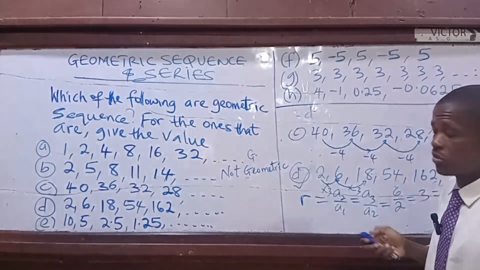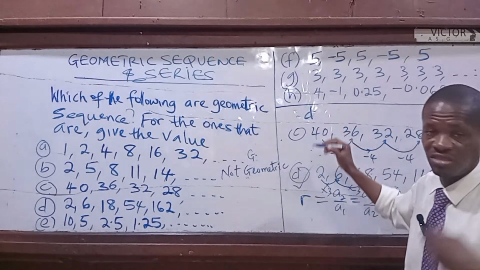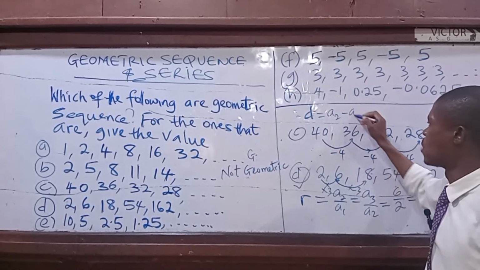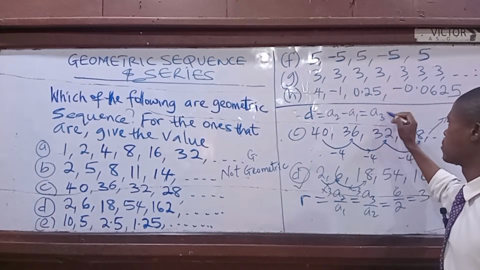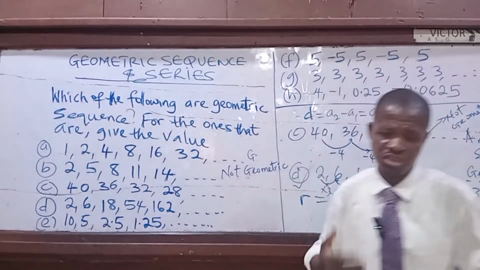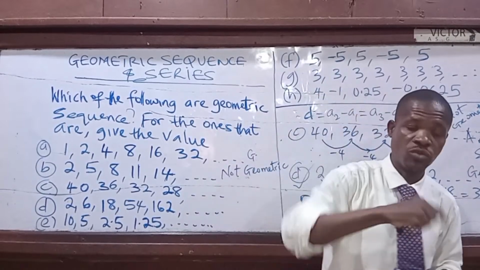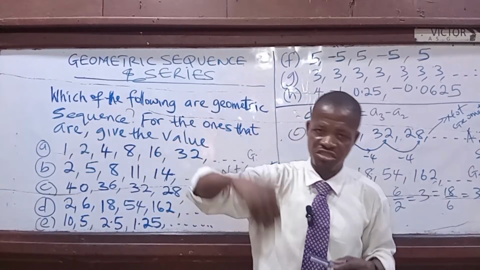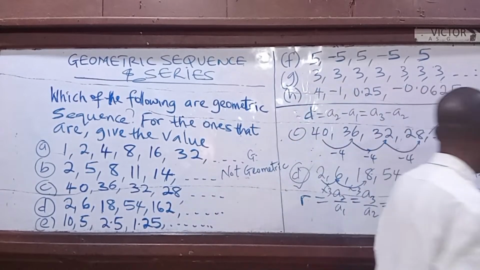Common difference is what we discuss in arithmetic sequence or series, which is A2 minus A1. The second term minus the first term must equal the third term minus the second term. So the difference between a geometric sequence or series and an arithmetic sequence or series is just that in geometric we divide, but in arithmetic we subtract. That's just the difference between the two of them.